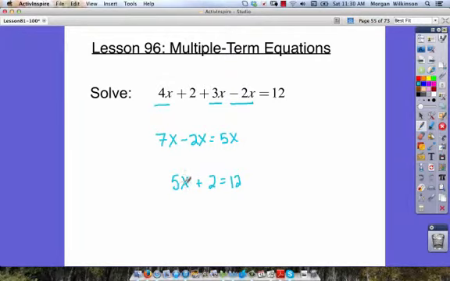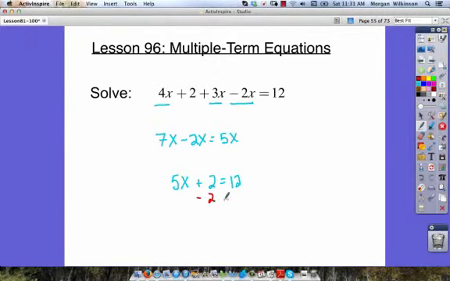We need to multiply some number times 5, add 2 to it to get 12. Now you might be able to think of what that is mentally. 5 times what is 10? Because 10 plus 2 is 12. Well, you might have the answer. Let's see if you got it right.